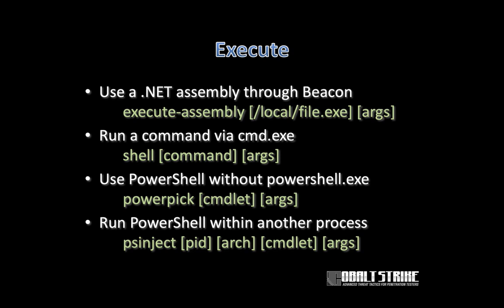You can use the shell command to run a command in arguments via cmd.exe. You can also use PowerShell without PowerShell.exe. That is the PowerPick command. PowerPick is another example of fork and run. Like execute assembly, Cobalt Strike's Beacon will run a temporary process, inject a DLL that loads the .NET Common Language runtime, and runs an assembly that will set up the PowerShell DLL and pass your commandlet and arguments to it. psinject is a variant of PowerPick, but you can target a remote process with psinject.